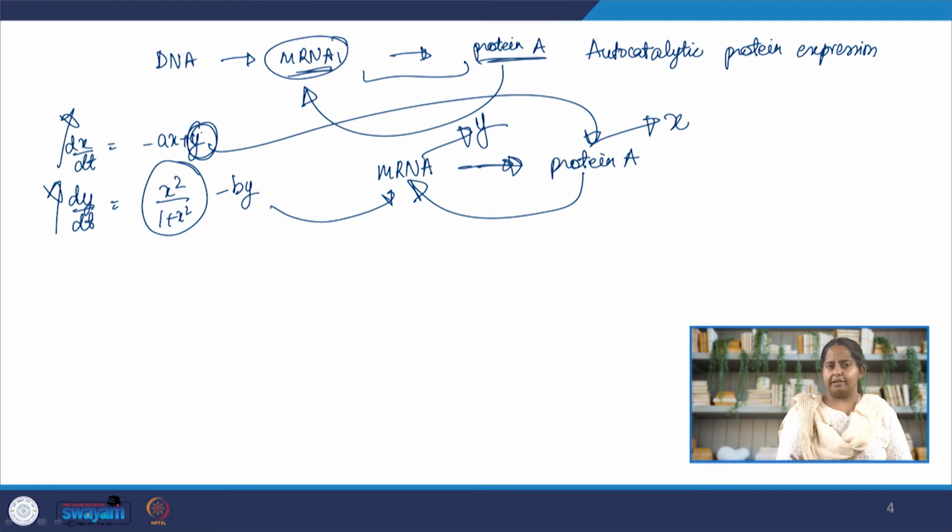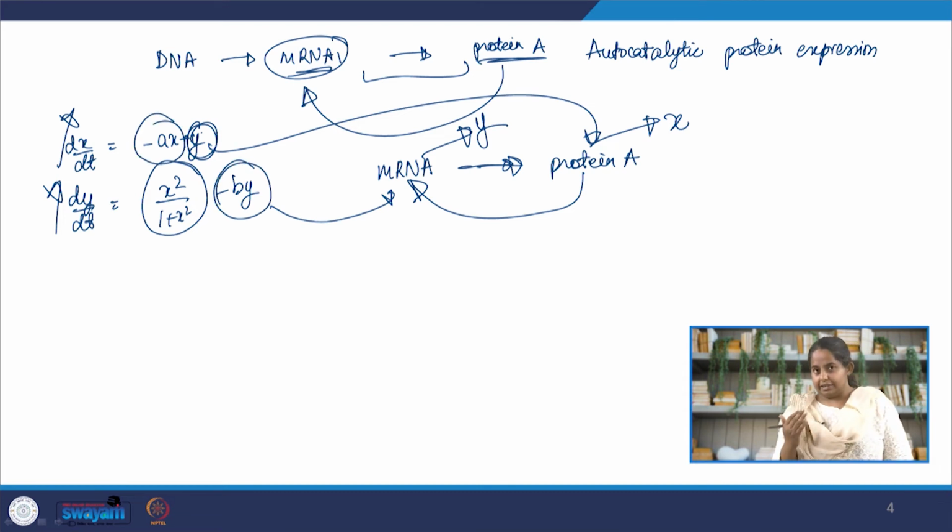Interestingly, both dx by dt and dy by dt also have a negative term. So, it is not going to be a vicious cycle where mRNA and protein just feed off each other, and now we have an endless, unlimited production of the protein A, which would be a disease, something not viable for life, something that makes the cell non-viable. But we also have limiting terms here.